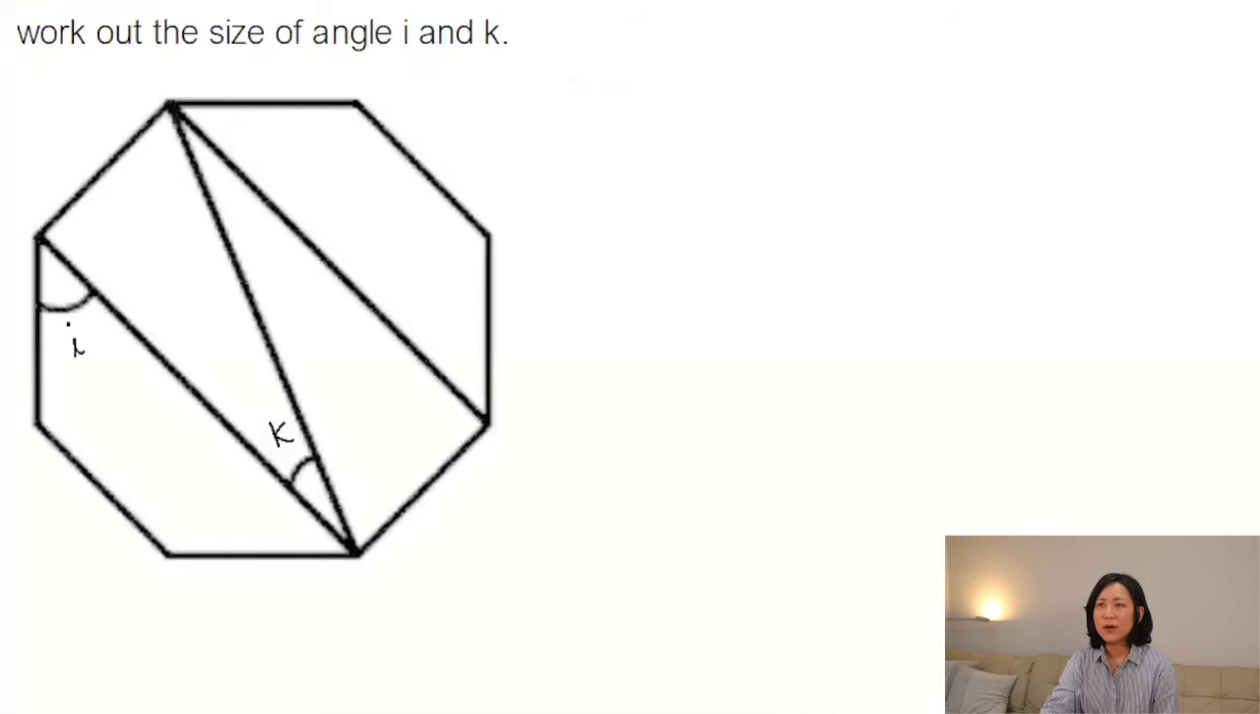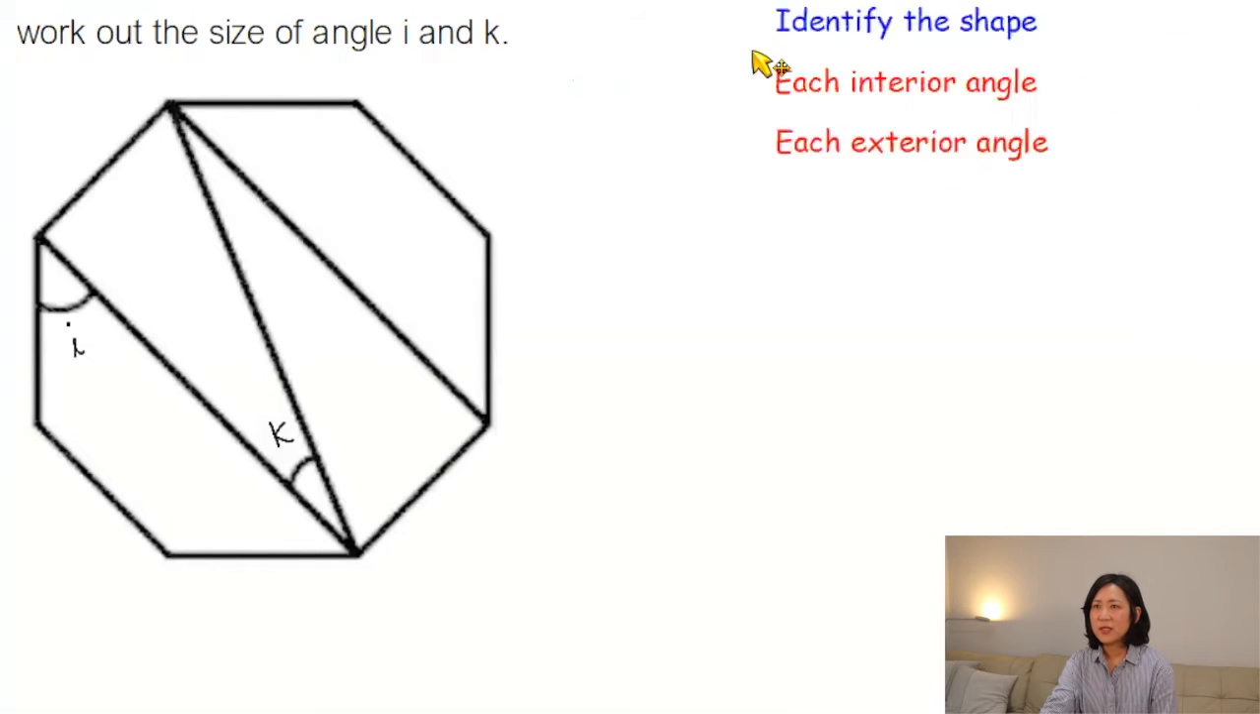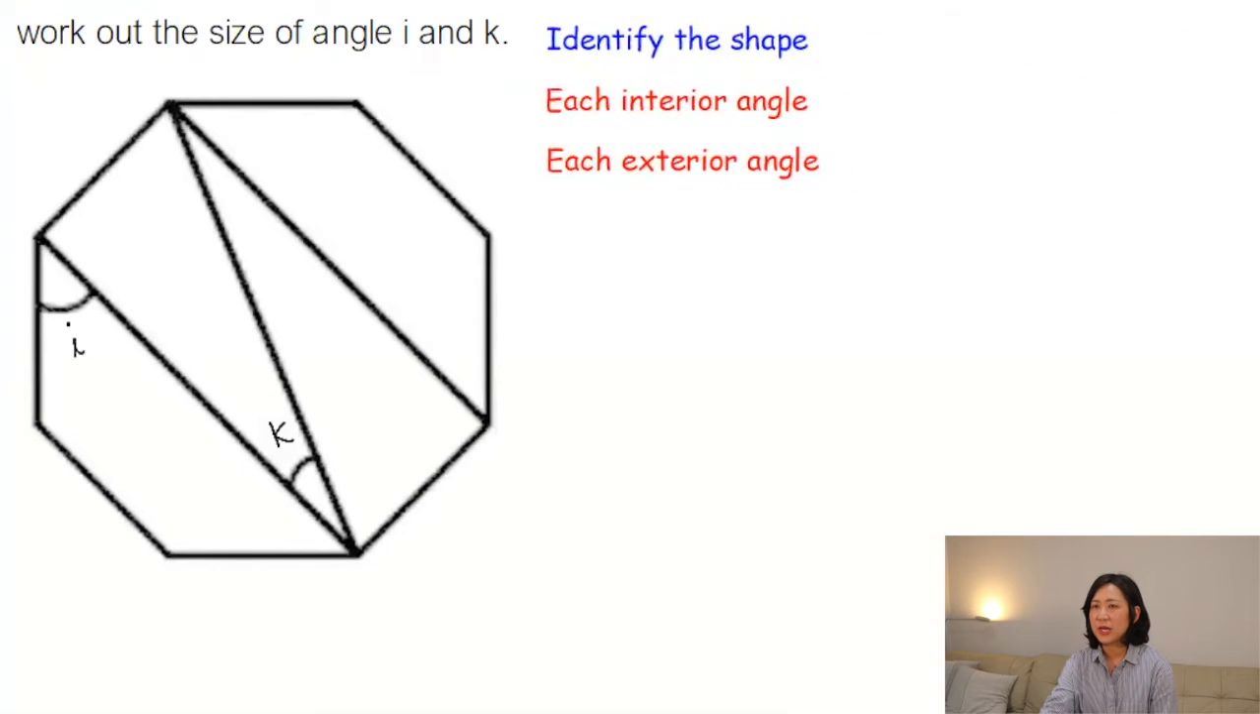Our angles in polygon questions. The first question, now have a look at this shape. The first thing we need to do is identify the shape. So let's count how many sides. So I think it's an 8-sided shape. So we can say it's a regular octagon.